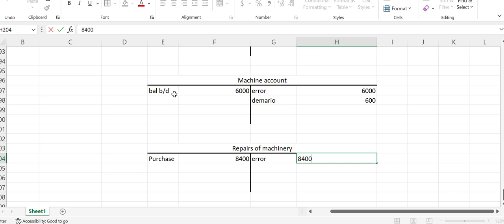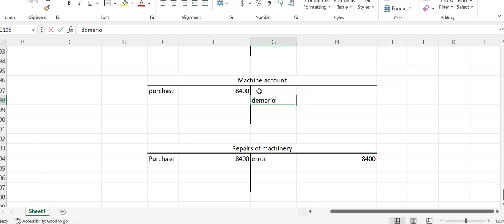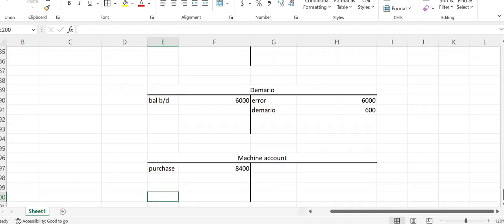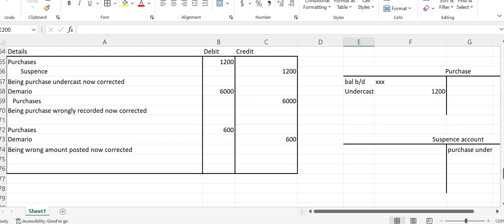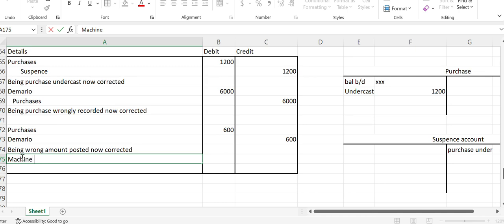Then you go to the machinery account. Now you record it there on the debit side, supposed to be there, 8,400. So that's how you correct that error. So how did we do that? We've credited the repairs of machinery account and debited machine account. As simple as that. So we come back here. So we've debited machine account because that is the correct account.